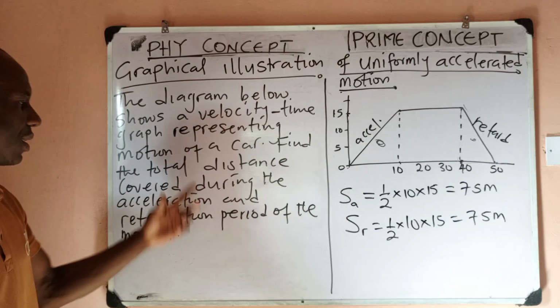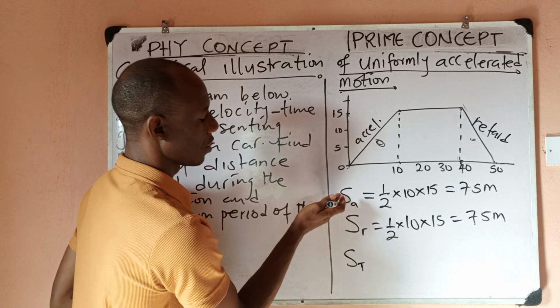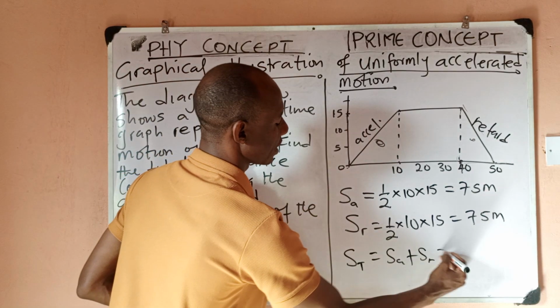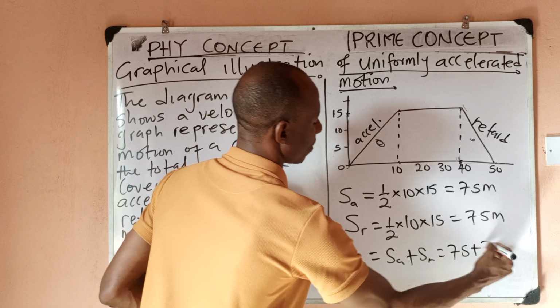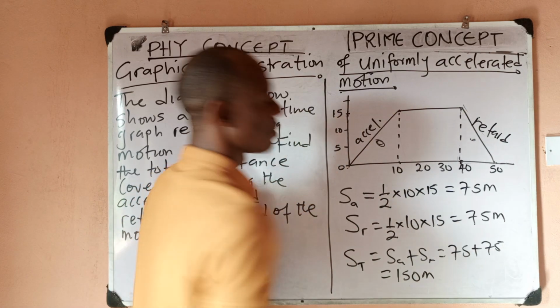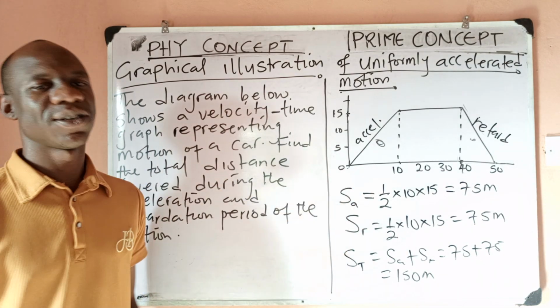Now we want to calculate the total distance. So the total distance for acceleration and retardation is going to be SA plus SR, which is 75 plus 75, and the answer becomes 150 meters. So this is what this question requires us to do.